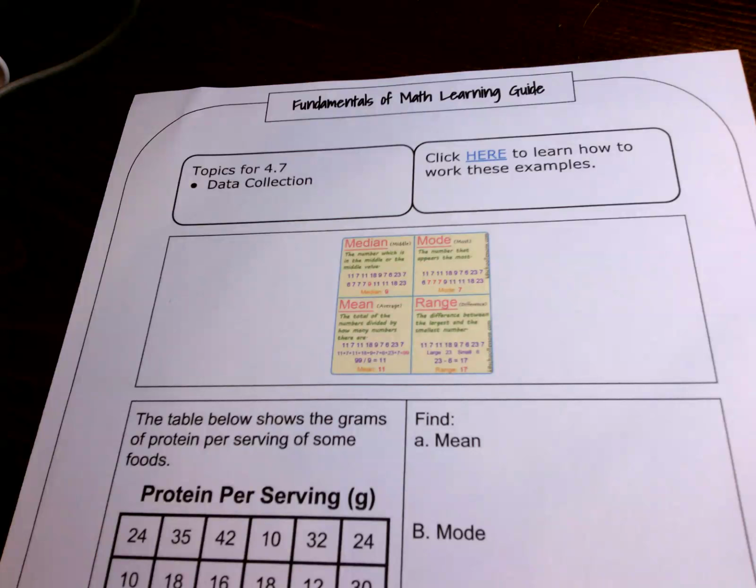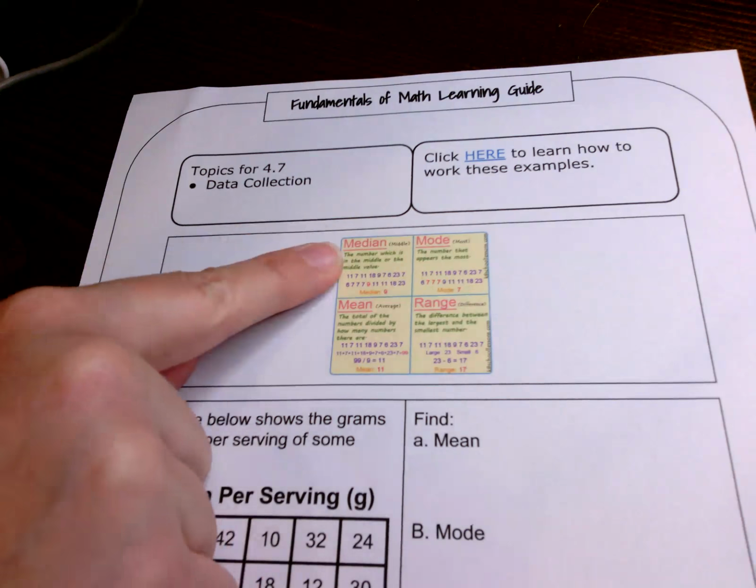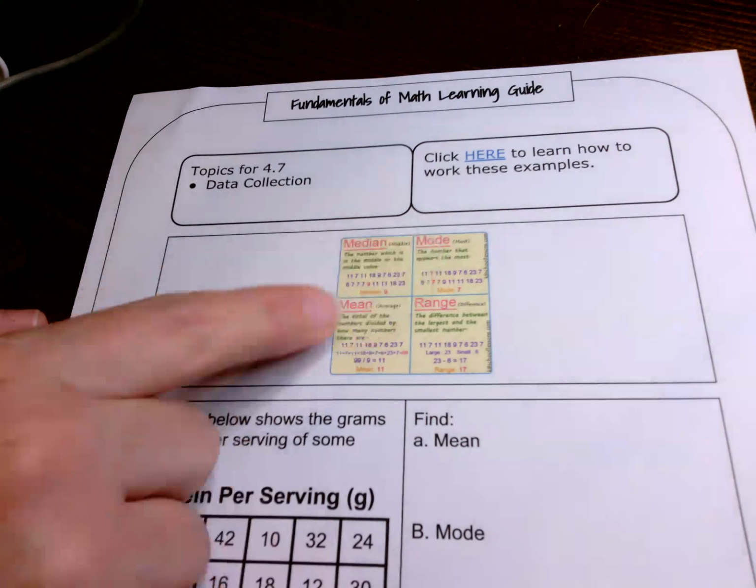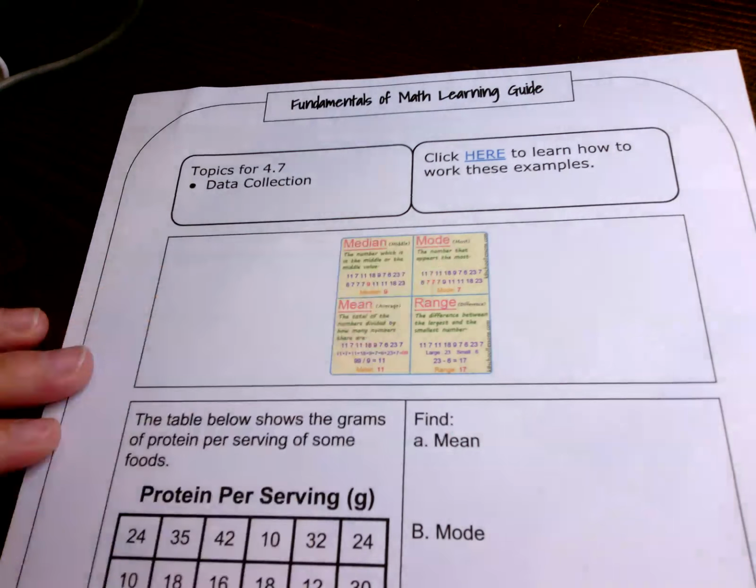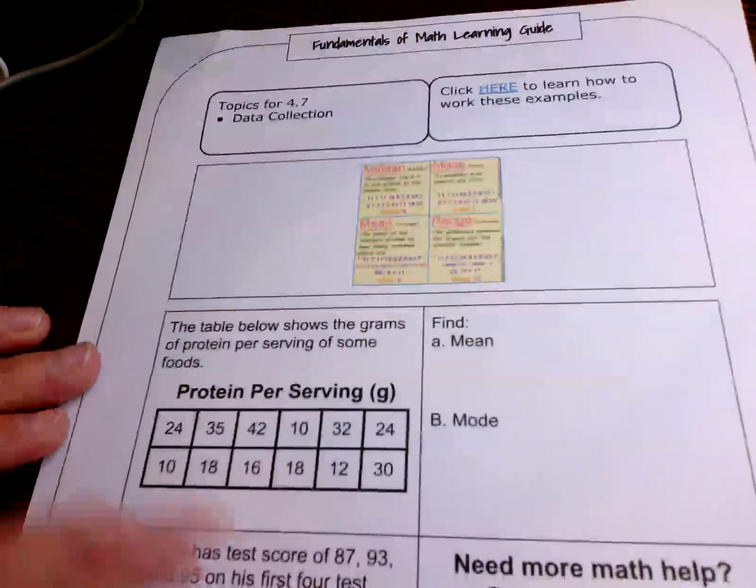Hi there. In this video, we're going to focus on data collection as well as things we call measures of central tendency. You may have heard these phrases before: the median, the mode, the mean, the range. We're going to focus on these for this particular video. Let's jump right into an example though.